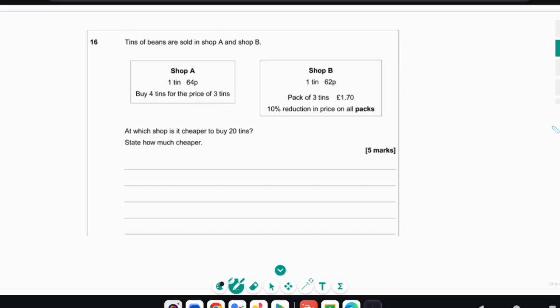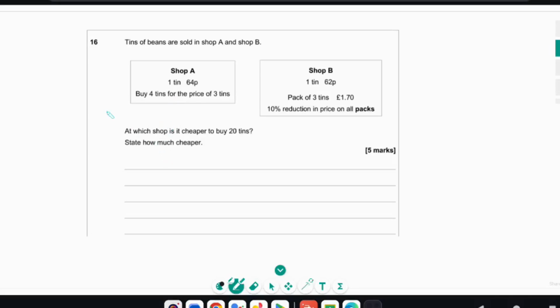Tins of beans are sold in shop A and shop B. Shop A, 1 tin is 64p. Buy 4 tins for the price of 3. Shop B, 1 tin is 62p. Pack of 3 tins, £1.70. 10% reduction in price on all packs. Which shop is it cheaper to buy 20 tins?